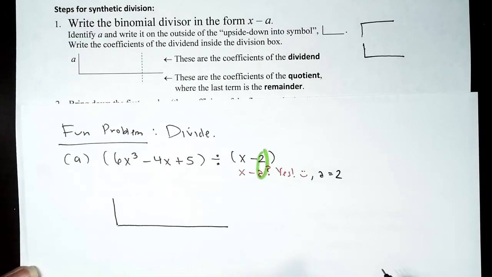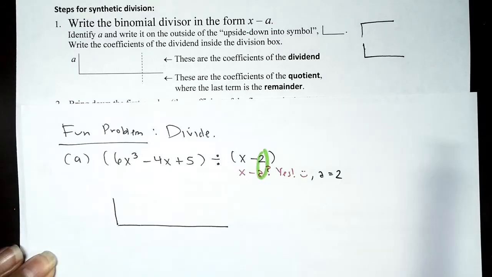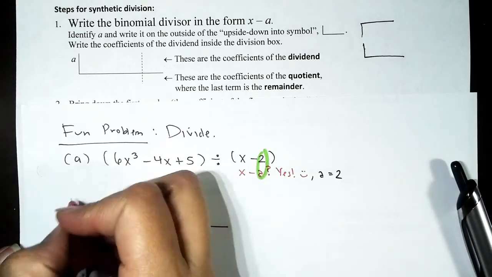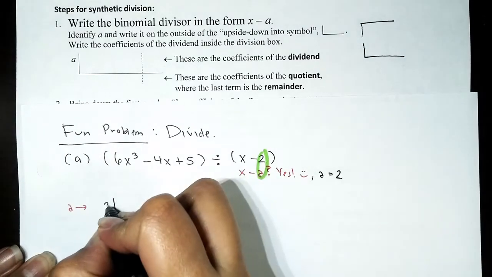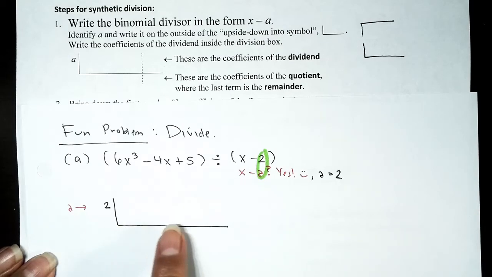How are we gonna set this up? Outside the division box, or what I call the upside down into symbol, we're gonna put the value of a. Value of a, which is 2. In this division box, we're gonna have 2 rows of numbers, top row, bottom row, and then in the bottom we'll have some cool stuff.